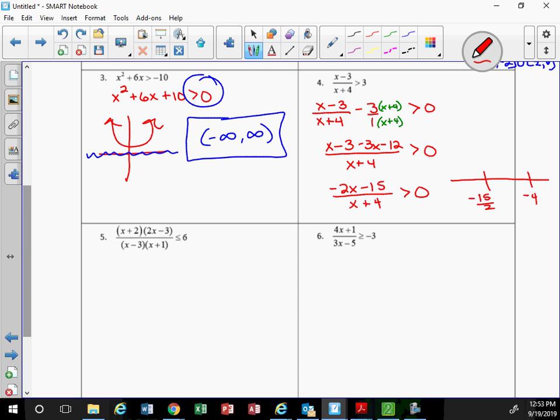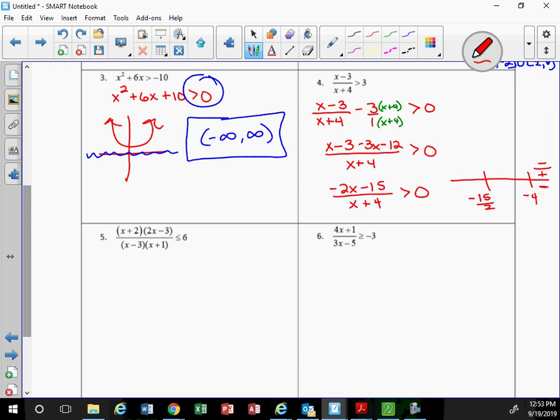All right. I still want to plug in 0 because it's easy. 0 in the numerator. What is that going to give me? Negative. What about 0 in the denominator? Positive 4. Yes, okay. It's a fraction, guys. A negative over a positive. What is that? Negative. Okay.